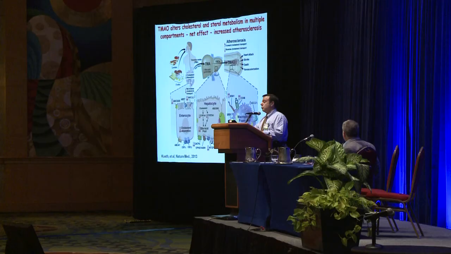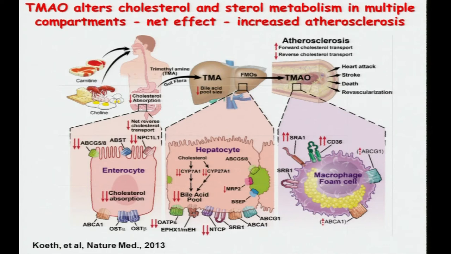What was also observed is that there were changes in cholesterol and bile acid metabolism at the level of the hepatocyte and also the enterocyte. So there's a substantial reduction in bile acid pool size and composition, changes in the bile acid transport pathways, such as CYP27A and CYP7A1, and then also changes in enterocyte cholesterol and bile acid transporters as well. The net effect is shown on the top right-hand corner.